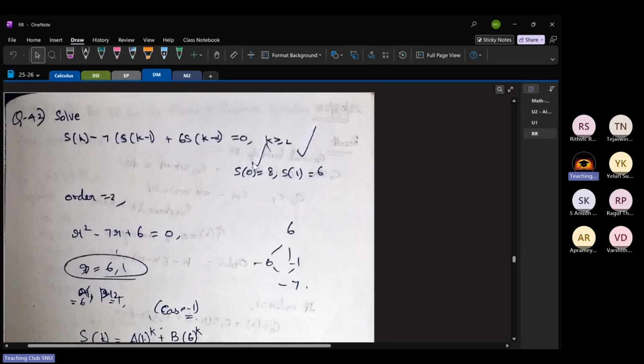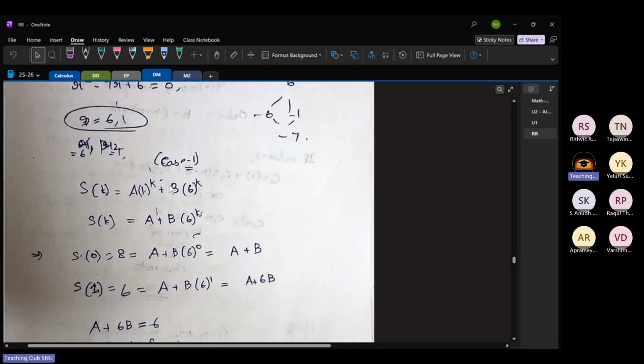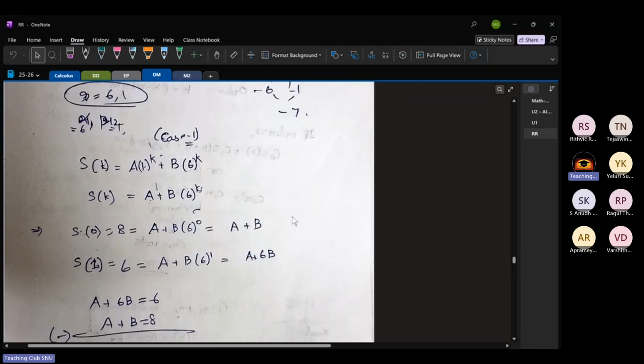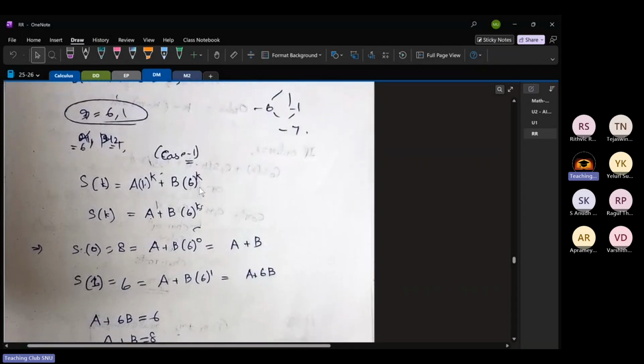So let's solve one more example. In this case, what happens? S of k minus 7 S of k minus 1 plus 6 S of k minus 2 is equal to 0. It will be r square minus 7r plus 6 is equal to 0. In that case, you are having real and unequal roots. So what do you do? A into r1 power k plus b into r2 power k. Just substitute that. Either way, A into 1 power k plus b into 6 power k, or A into 6 power k plus b into 1 power k. It doesn't matter. It's just that the corresponding value of the constants will change. That's it. But the overall equation will be exactly the same, right? So what happens?